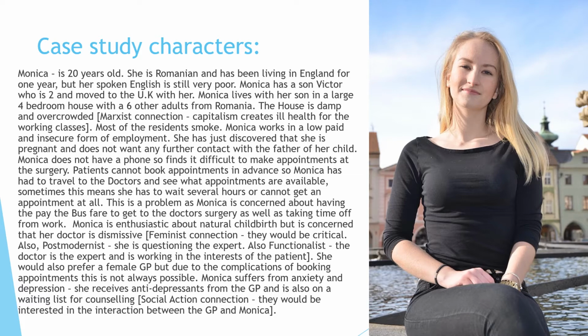So the first case study character we've got is Monica, who's 20 years old. She's Romanian. She's been living in England for a year, and her English is quite poor. And generally the case of Monica is that she's immigrated into the UK. She works here, but she lives in a large house share, so there's obviously over-cramped housing, it's damp. So you've got connections to Marxism. She works in a low-paid, unsecured job, and she discovers she's pregnant.